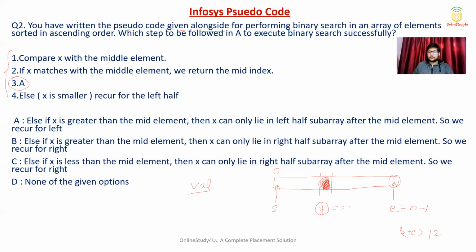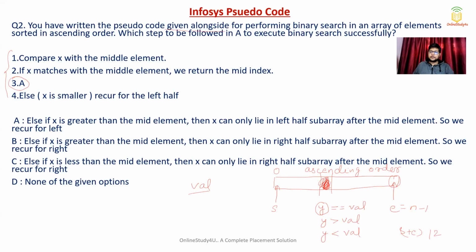Either this number is equal to val, or this number is greater than val, or this number is less than val. And there is one major thing in this: this array is sorted in ascending order. This is a necessary condition for binary search. The array needs to be sorted in either ascending order or descending order. So we are talking about arrays sorted in ascending order.